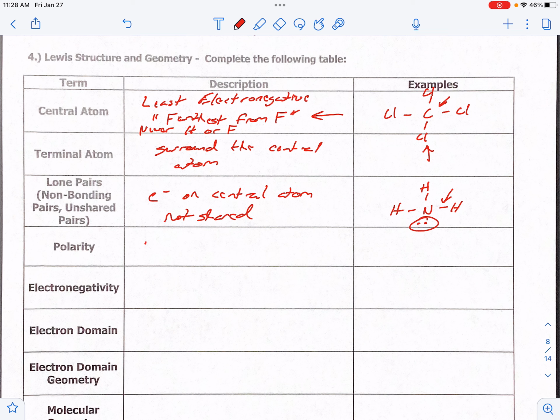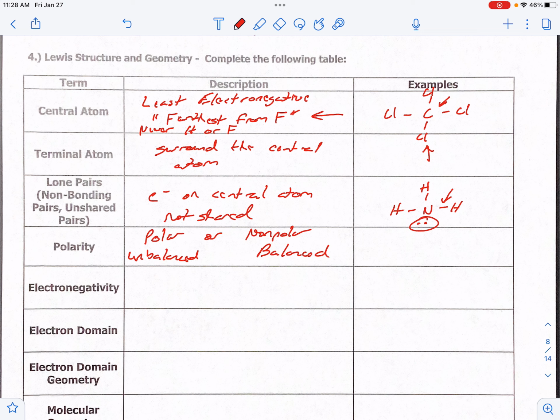Now polarity we already talked about quite a bit, just a while ago. Polarity just means polar or non-polar. If it's polar, that means it's unbalanced. It's not all even on your terminal atoms. Something's thrown off. There might be lone pairs that are throwing it off. It's something that's not necessarily symmetrical. Versus non-polar means everything's balanced out. There are no leftovers throwing it off. There is no imbalance.